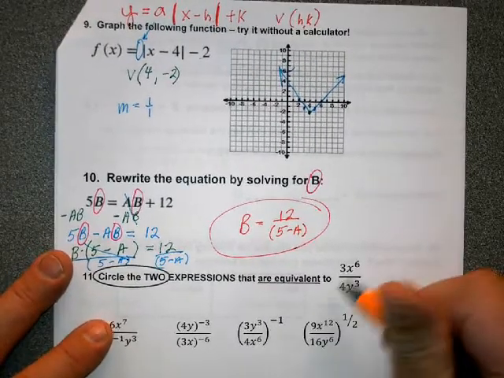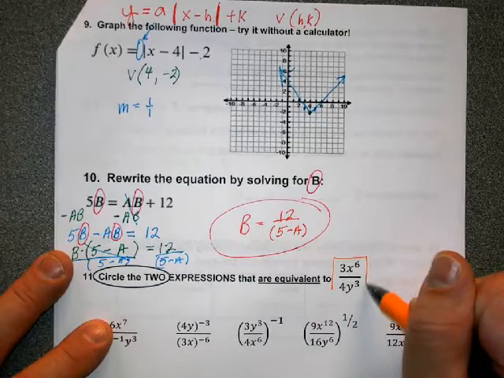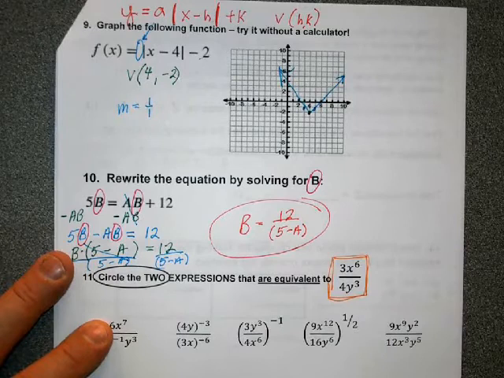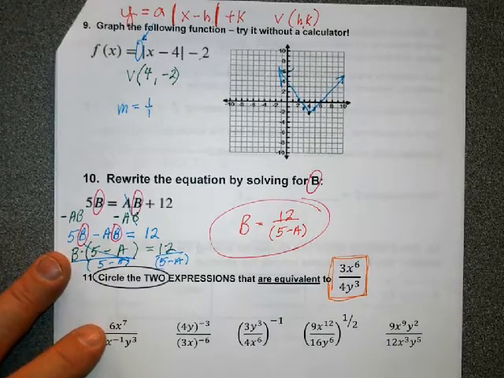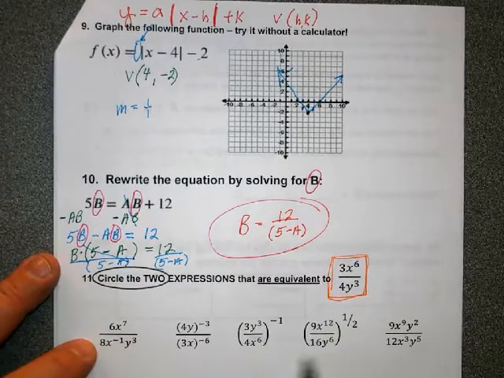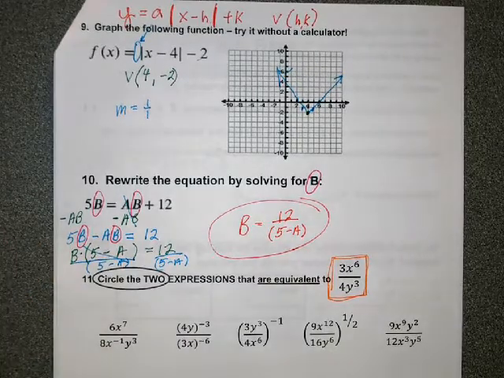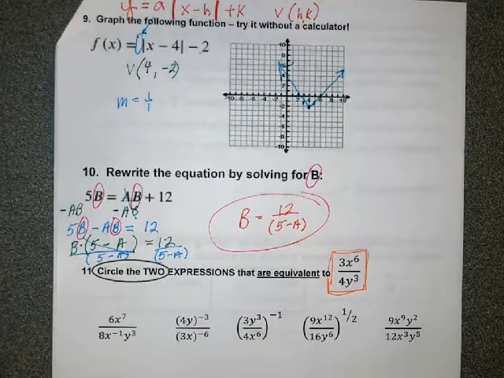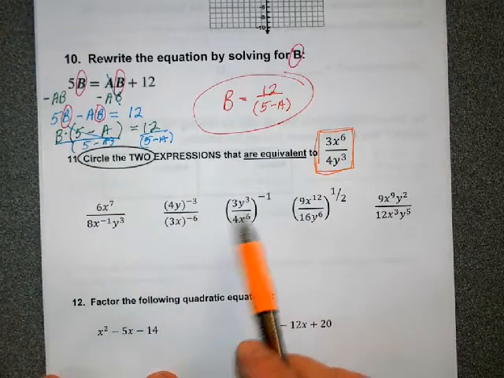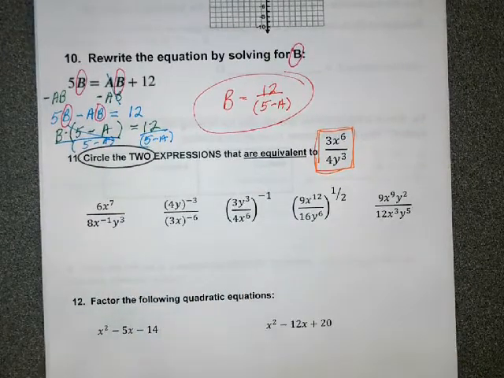two of these problems that are equivalent to 3x to the 6th divided by 4y to the 3rd. Now, a lot of times students were pressured with time and they would just start circling them, and most students would get it wrong. What you have to do is solve or simplify each one of these and then circle the ones that work. So that's what we're going to do.